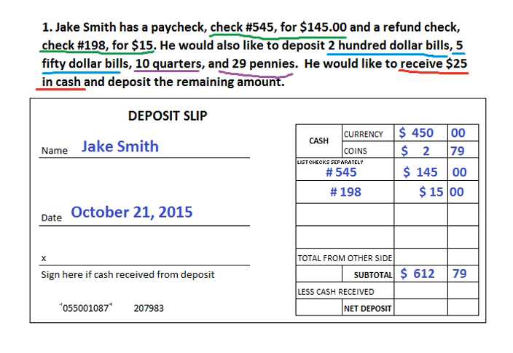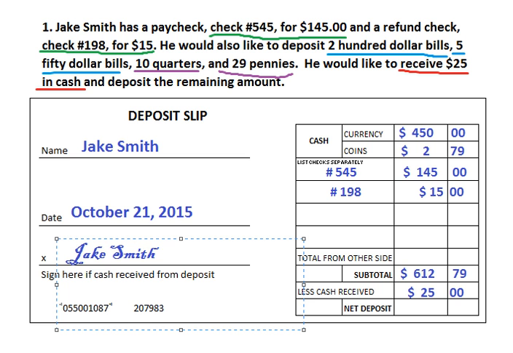Less cash received is the next section. So I ask you once again, is Jake keeping any money for himself? Why, yes, he is. He's keeping $25 for himself. All right? And so, since he's keeping money for himself, what we need to do is put his signature in here. Look, I even tried to make it look like it's cursive. All right? Because the signature should be cursive. It should not be printed. You don't want someone to be able to start faking your signature just because you print all the time. Cursive writing, even though you don't use it a lot, is still important.